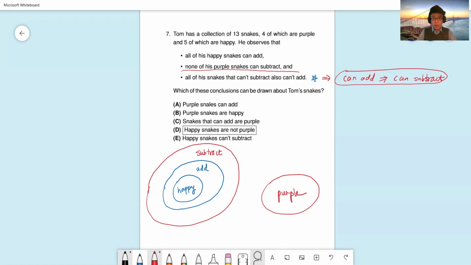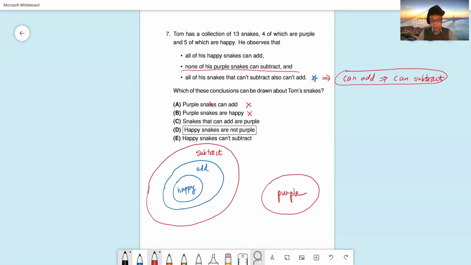Now let's check those statements. First statement: purple snakes can add. That's wrong, because from the picture it's clear, right? Purple snakes cannot add. And purple snakes are happy, that's wrong. Happy snakes must be able to subtract, but purple snakes cannot subtract. So purple snakes are not happy snakes.